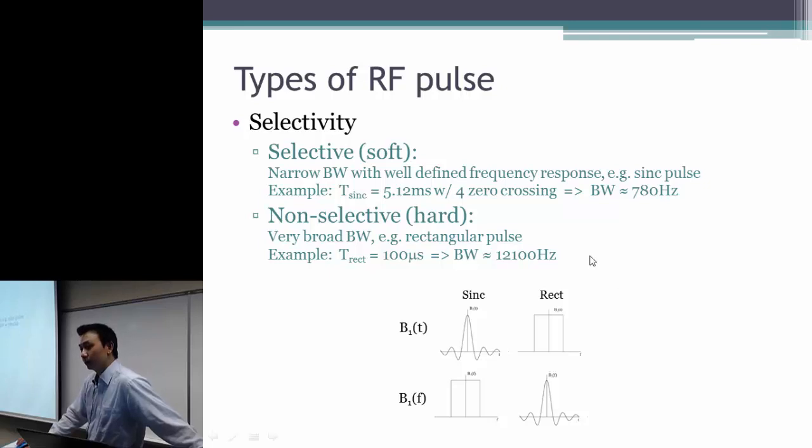So these examples are for a specific B0 value? No, it's general. It doesn't have to be under a specific field strength.